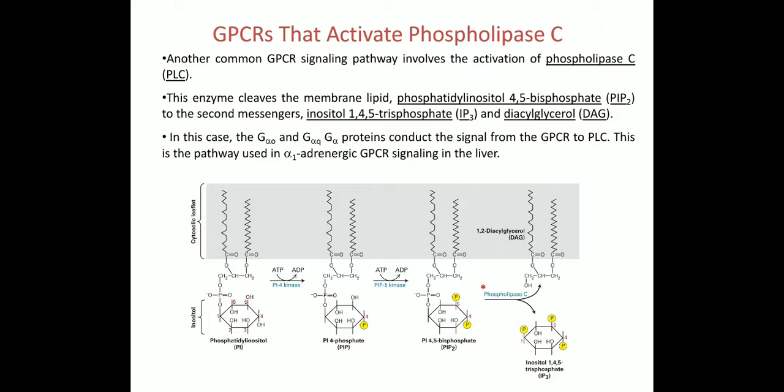Another common GPCR signaling pathway involves the activation of phospholipase C, which cleaves the membrane lipid phosphatidylinositol 4,5 bisphosphate to the secondary messengers inositol 1,4,5 triphosphate and diacylglycerol.